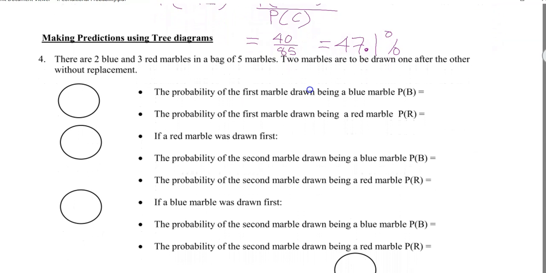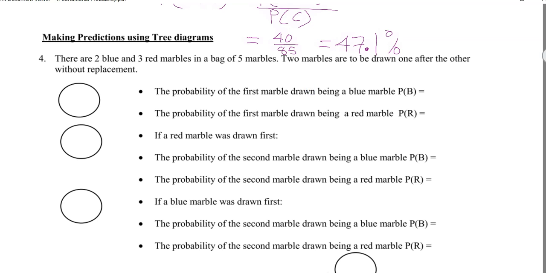Next up, making predictions using tree diagrams. There are 2 blue and 3 red marbles. You get to see this in color. 2 blue and 3 red marbles in a bag. So we have 5 marbles in this bag. So, question: you're going to draw 2 marbles, one after the other, without replacement.